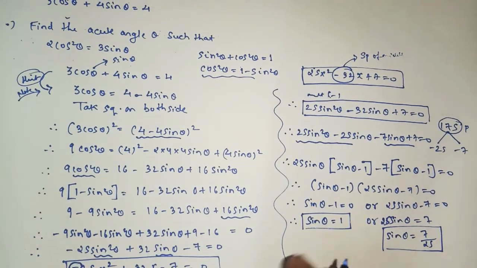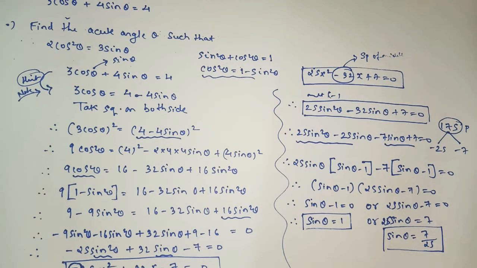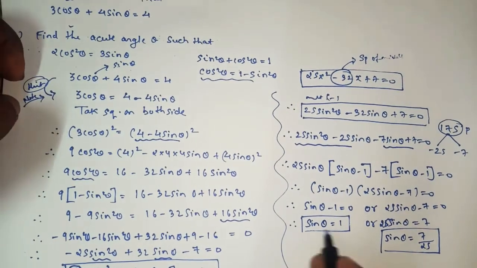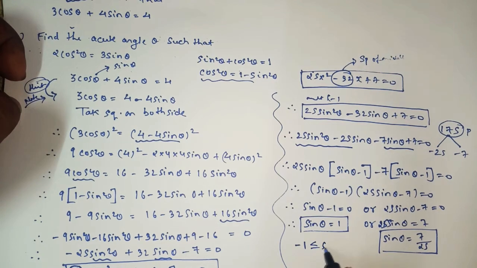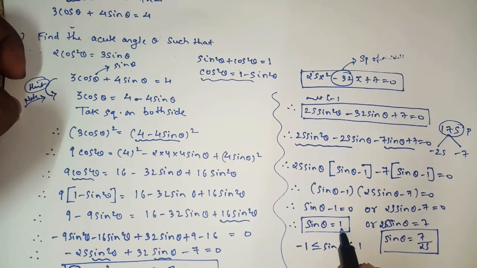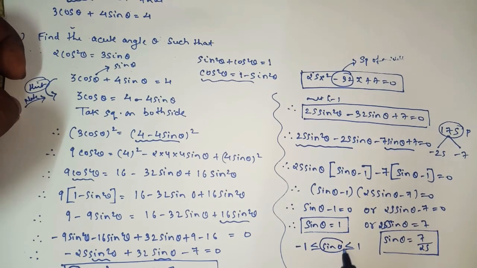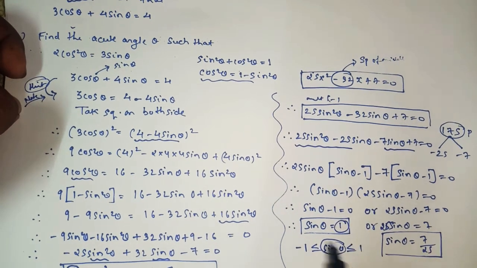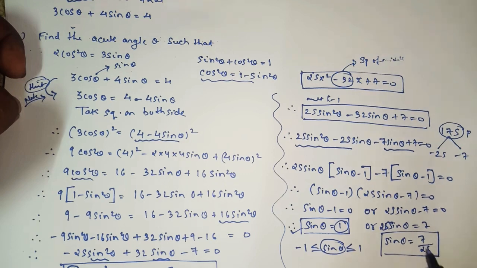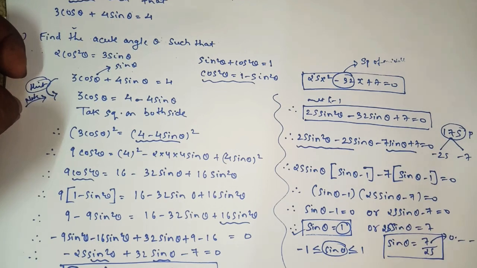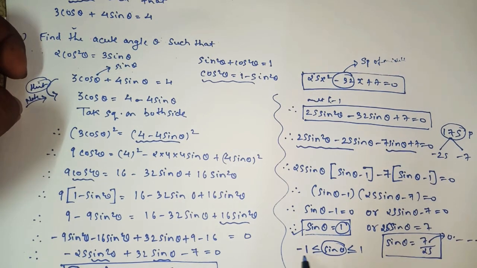So now we have to decide whether we have to consider both the answers or only one answer. Now how to decide that? The range for sine theta is between minus 1 to 1. So sine theta value actually lies between minus 1 to 1, that is the range. So here we have 1, so we can consider this part. And 7 upon 25, when you divide, you will get 0 point something, yes or no? And 0 point something, of course, lies between these two values.